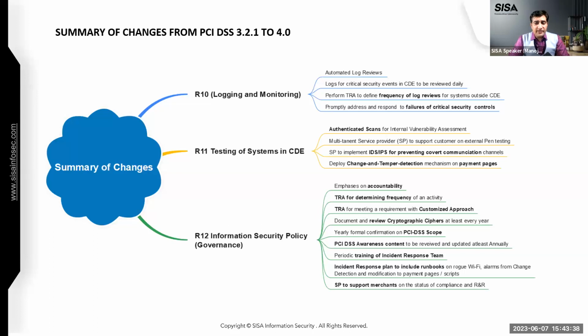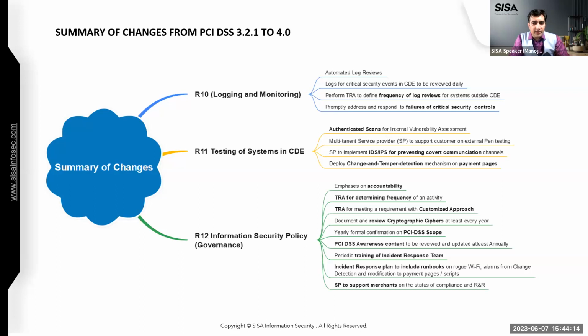TRA for meeting a requirement with the customized approach. In this framework, there is a concept called customized requirement, which gives a lot of flexibility for companies to meet these control objectives by having their own approach, which is a great thing. But there are a lot of things we need to discuss on the customized approach, so stay tuned for my future webinars on that as well. I'm going to give you very valuable insight on the customized approach, including some use cases, because that's a separate topic by itself.